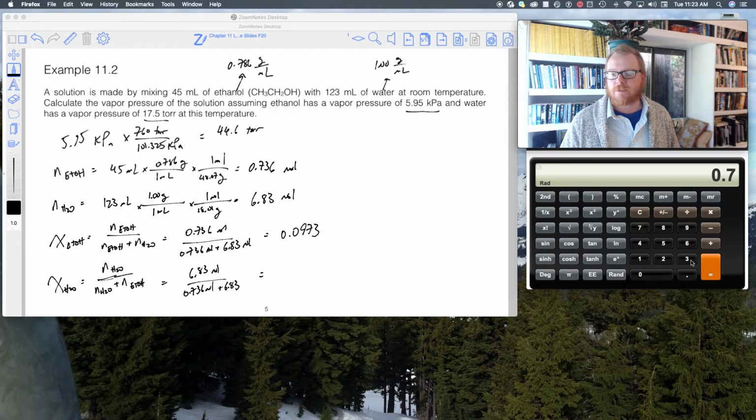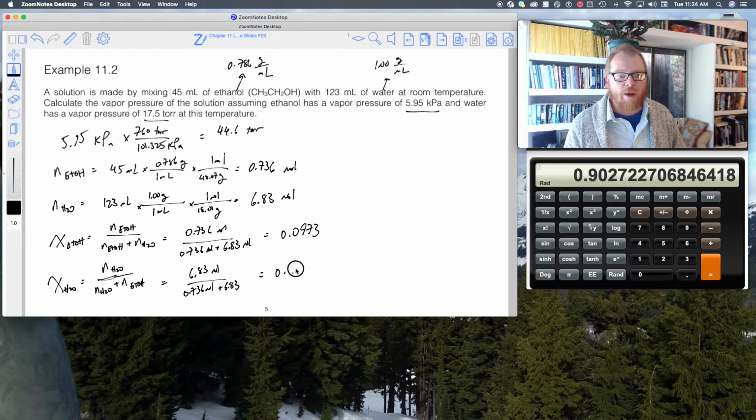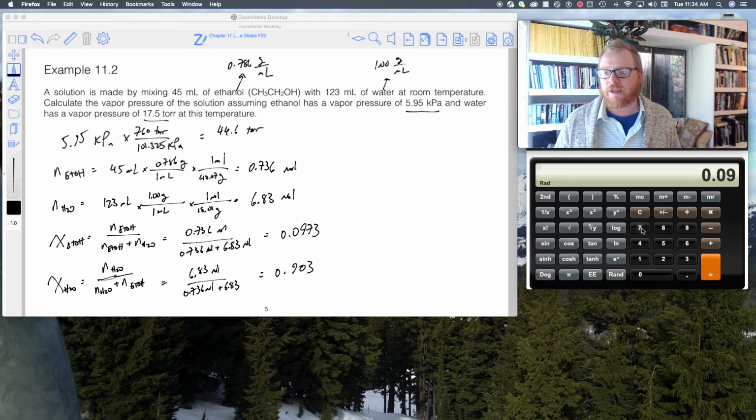Okay, so let's see what we get. So I'm going to say 0.736 plus 6.83 equals 1 over x times 6.83 equals, and here we go. I get 0.903. So I think we did this correctly, because now if I say plus 0.0973 equals 1.000. Great. Okay. So if you want to make a shortcut on calculating mole fraction, where you have to calculate both, you now know you only have to calculate one and then subtract that number from 1.000.